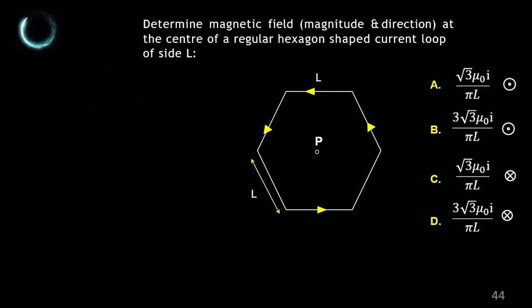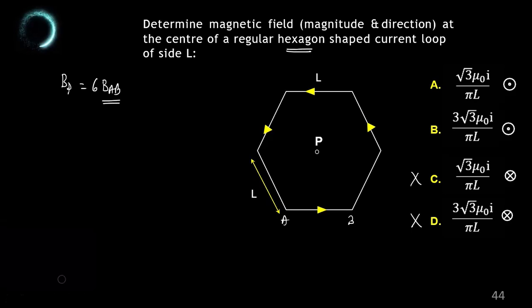Similarly, this is also a regular figure. So a regular hexagon is there, and you want to calculate the magnetic field strength at point P. Again, the current is flowing in the anti-clockwise direction, so whatever the magnetic field at point P, that should be drawn, so search for the answer among options C and D. Let us say this is the one single wire AB. So the total magnetic field at point P, B at point P, should be 6 times the magnetic field due to wire AB. You only have to calculate the magnetic field for the wire AB, and then you can multiply.